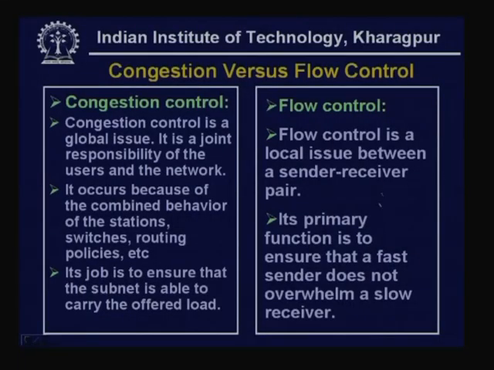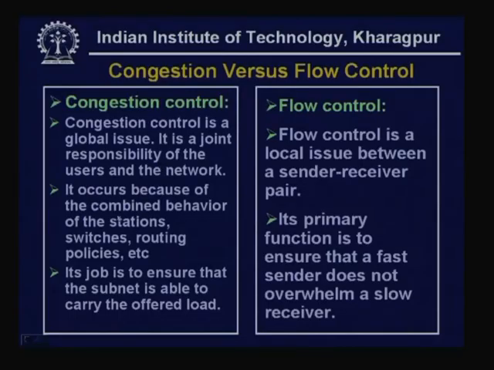As you can see, congestion control is a global issue. It is a joint responsibility of the users and the network. That means so far as congestion control is concerned, not only the stations, all the nodes, all the stations are responsible for the congestion to take place, and it occurs because of the combined behavior of the stations, switches, routing policies and so on. We have already seen when congestion occurs. Its job is to ensure that the subnet is able to carry the offered load.